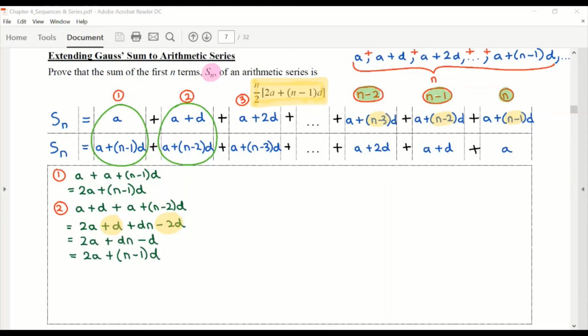So these seem to check out, don't they? We get the same expression. So when I add vertically in column 1, i.e. down this way, I get the 2a plus n minus 1d.